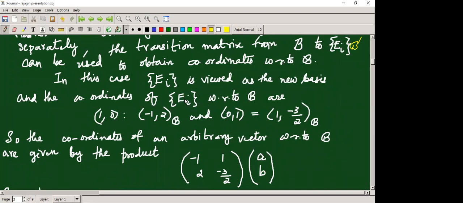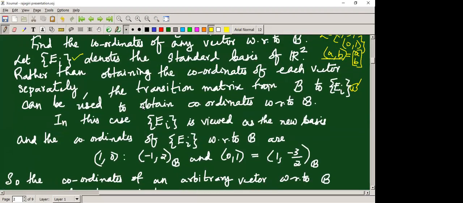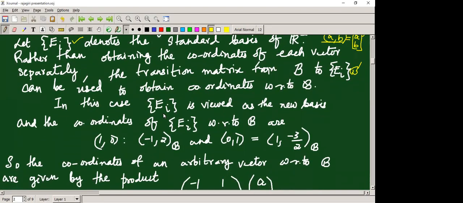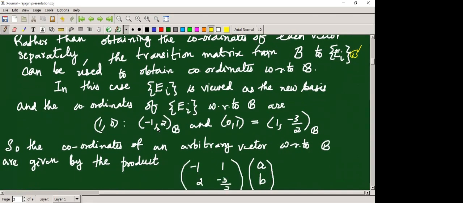The first element of the second basis is E1, and what is E1? (1, 0). You write (1, 0) as a linear combination of elements of B. What is B? B is (3, 4), (2, 2). So you write (1, 0) as C1 into (3, 4) plus C2 into (2, 2). You will get C1 and C2 as minus 1 and 2. So the coordinate matrix of (1, 0) in the first basis is (-1, 2). Take the second element of the second basis, (0, 1), and similarly the coordinate matrix is (1, -3/2) with respect to the first basis.